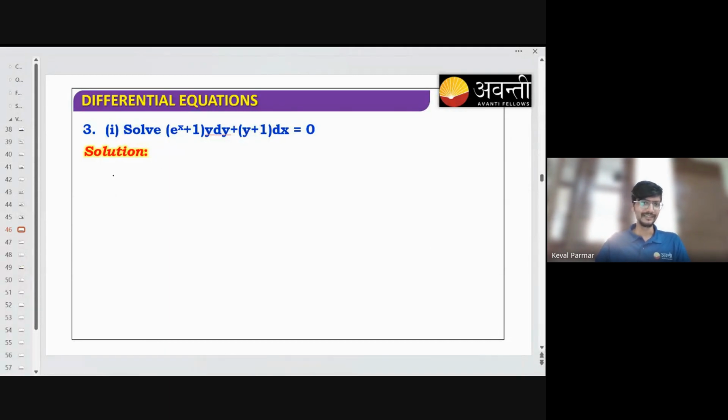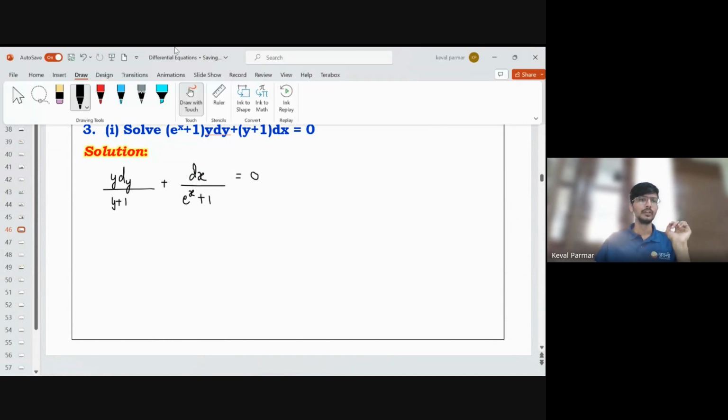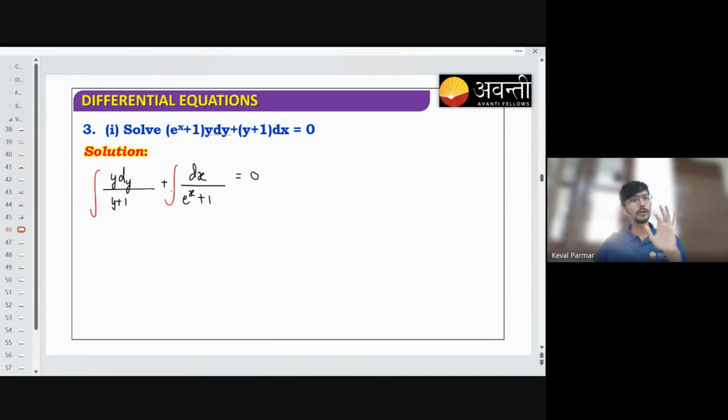So I think I'll get y dy upon y plus 1 plus dx over e raised to x plus 1 equals 0. I hope I didn't make a mistake, right? Y dy, yeah, I'll get this, right? After cross multiplying and simplifying. So now it is left to integrate both the sides.